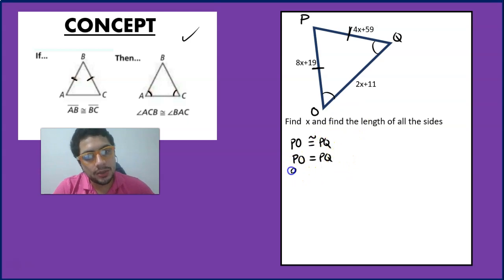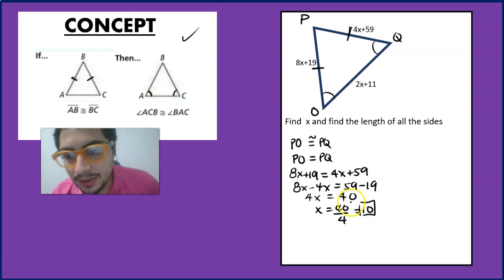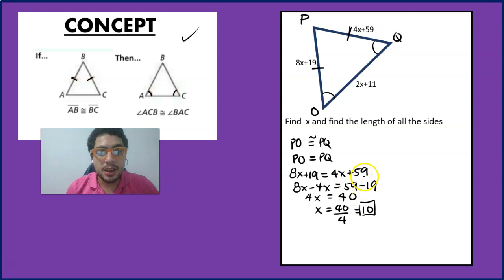So PO is going to be 8x plus 19, and that is going to be equal to PQ, which is 4x plus 59. And let's solve for x. So 8x minus 4x is going to be equal to 59 minus 19. So here we have 4x is equal to 40. So that means that x is going to be 40 divided by 4, which is a value of 10.